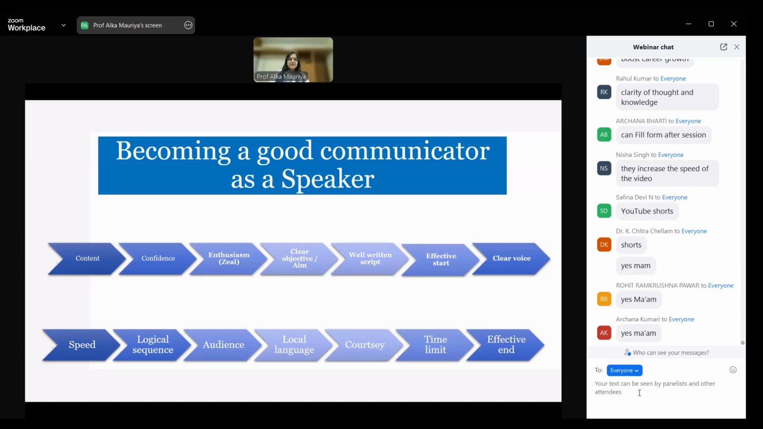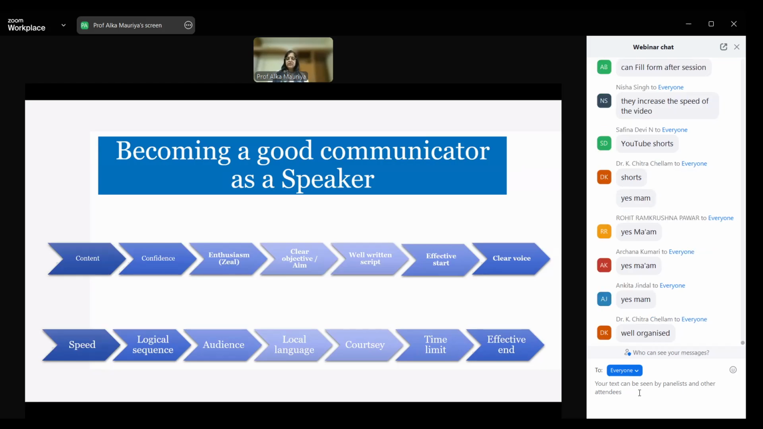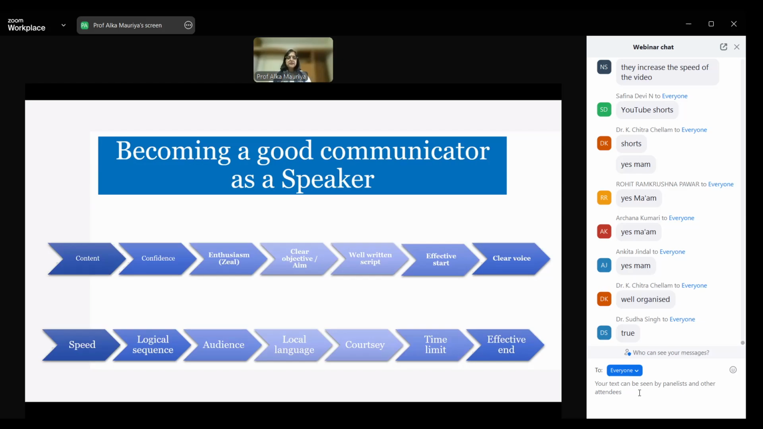Then there is logical sequence. When I started my presentation, I gave you a flow of the presentation, that this is how I'll be going. It not only helps me in making the sequence of my presentation logical, but it will also be easier for the audience to understand, because we are putting the same things together.